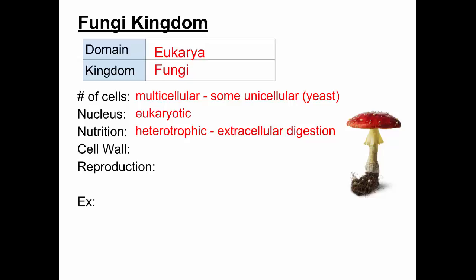A couple other factors. They do have a cell wall. So like we talked about, plants have a cell wall, bacteria have a cell wall, fungi have a cell wall. And it's made of a material called chitin. It's a special type of protein that makes their cell wall unique.